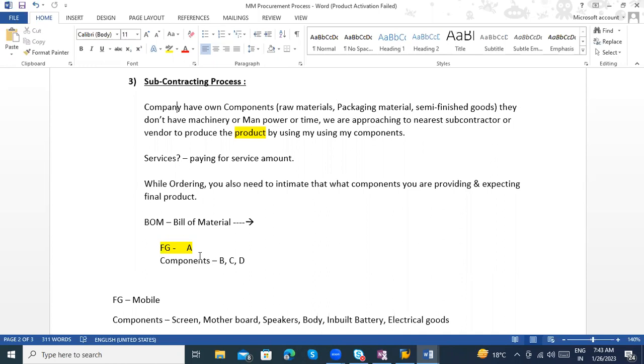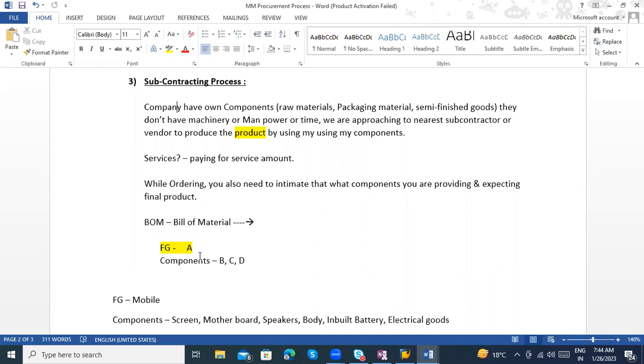And there is a concept here called byproduct. We expect the FG product, the finished goods, but sometimes we get some excess product, which is called a byproduct. The excess product might be an expensive product, or it may be a scrap product.